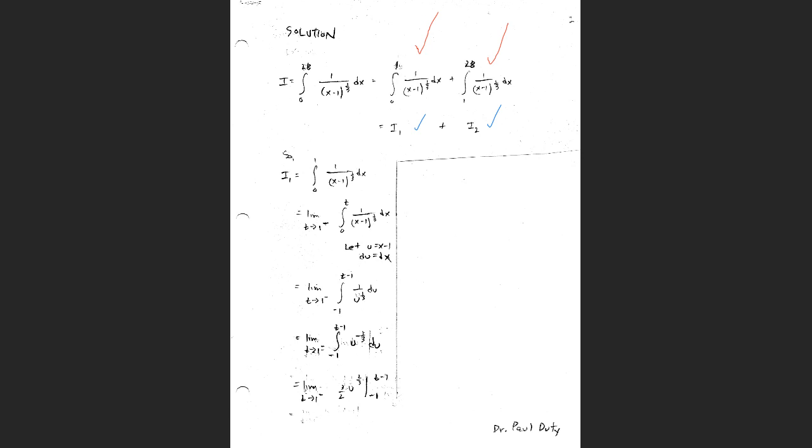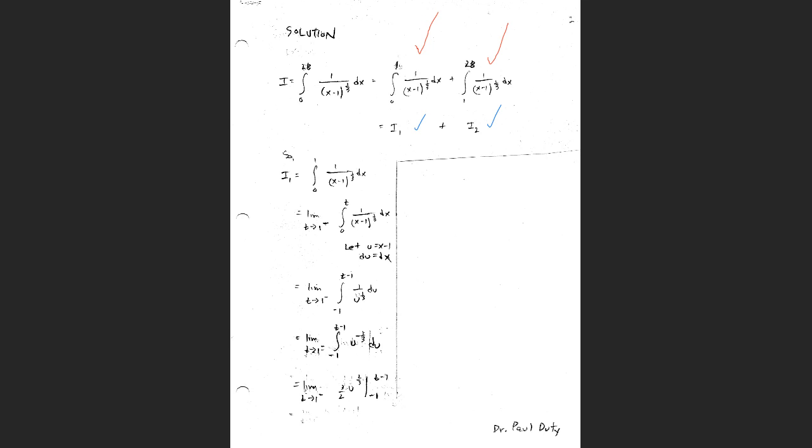And now I have to evaluate each of them. They're both type 2 improper integrals. And if this integral from 0 to 28 is to converge, both of these integrals, I1 and I2, have to converge. So let's look at I1. So I1 is the integral from 0 to 1.